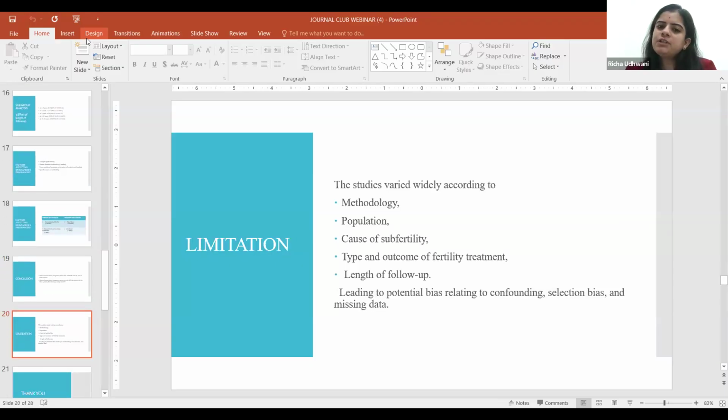The limitations of these studies were that they had wide variation across the methodology, the population, the cause of the subfertility, the type and outcome of fertility treatment, and also the length of follow-up, thereby leading to the potential biases which we had seen of confounding, selection bias, as well as that of missing data.